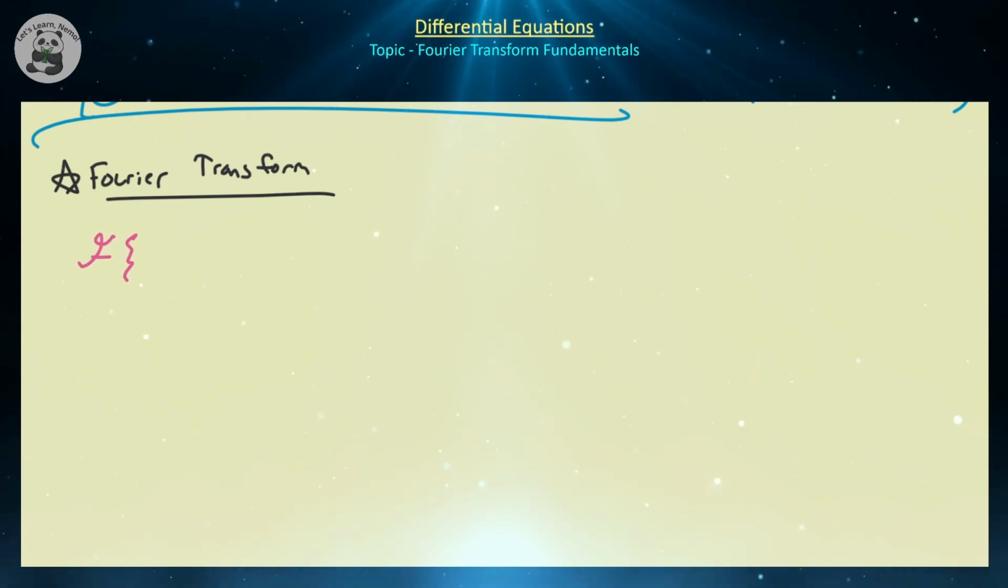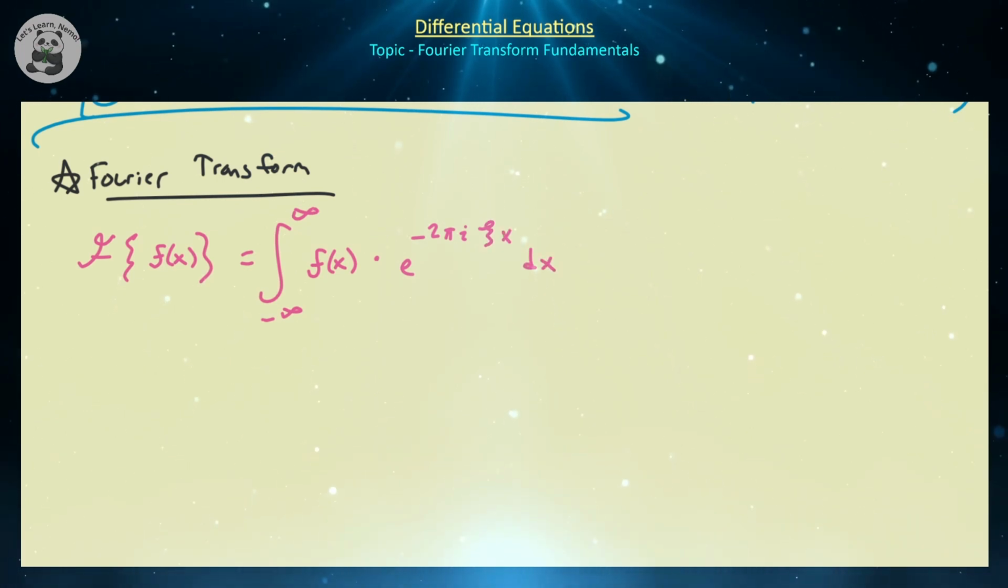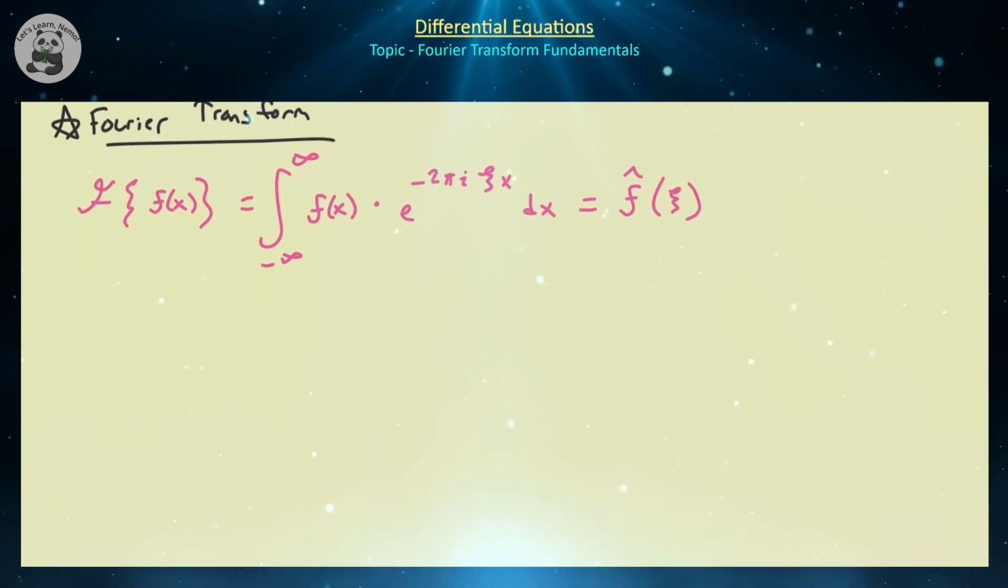So the Fourier transform of some function f will be defined to be equal to the integral from minus infinity to infinity of f of x, and we're still going to be multiplying this by some exponential decay function, but it's going to be in the complex world. So it's going to be e to the minus 2 pi i psi x dx, and this is going to be a function of psi, which I'll denote as f hat. So f hat will be denoted as the Fourier transform of f.